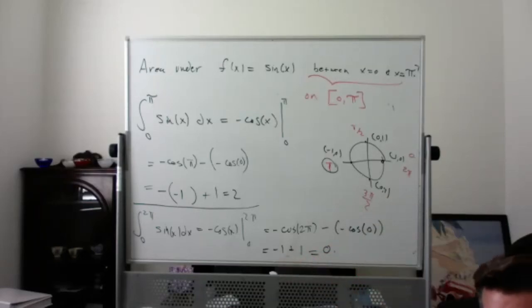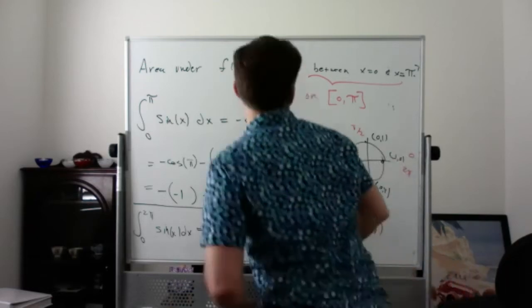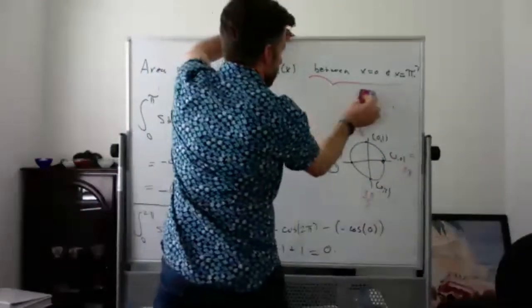And so the reason I bring this up is because that doesn't exactly mean that the area under the function is 0. That doesn't really seem right, because the area under the function from 0 to pi was 2. So here's what's going on. I think I can erase this over here and draw a picture.